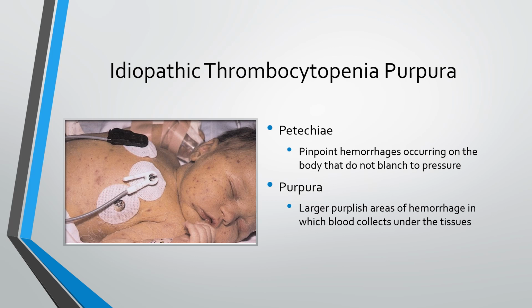That's petechiae. Purpura is our larger purplish areas of hemorrhage in which blood collects under the tissue. And I don't know that I would probably say any of these are purpura. Maybe the one on the forehead that's a little bit larger, or the one on the cheek there might be considered purpura, but these are usually pretty significantly large purplish areas.